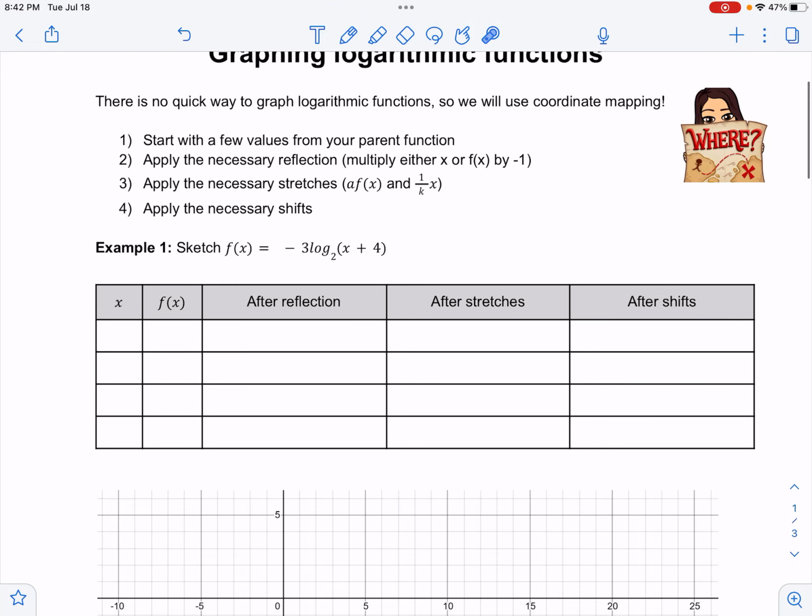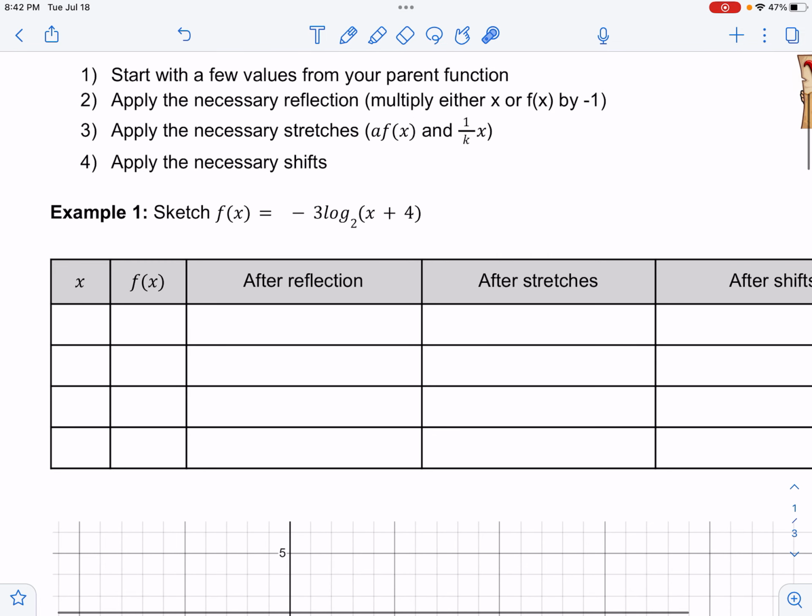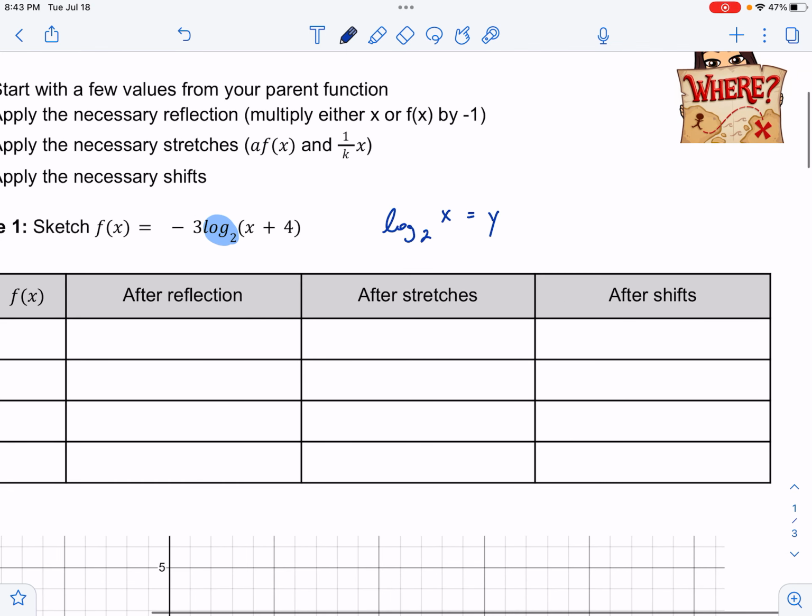Now, the tricky part here is knowing where we're starting off at with log functions. What are some of those key values from our parent function? Remember that in this case, we've got a log base 2. So what that's saying is I have log base 2 of x is equal to y. Another way of saying this is 2 to the power of y will be equal to x.